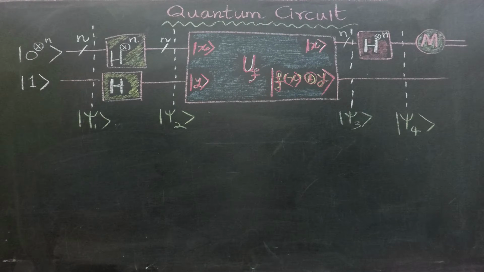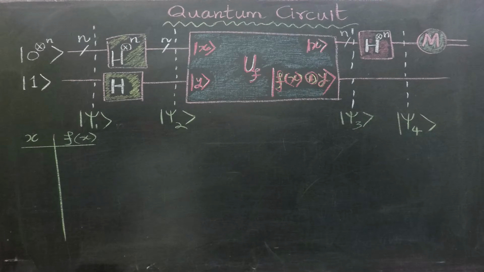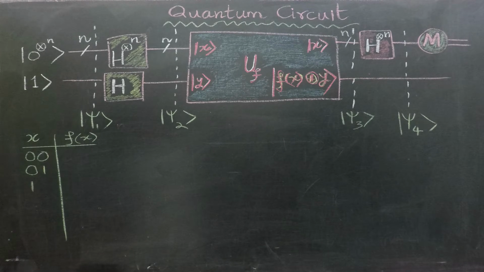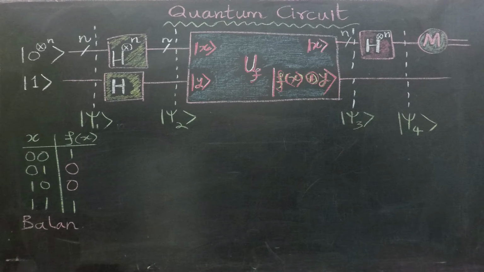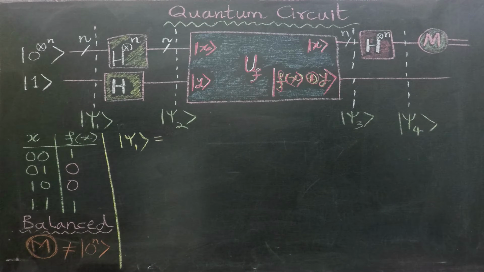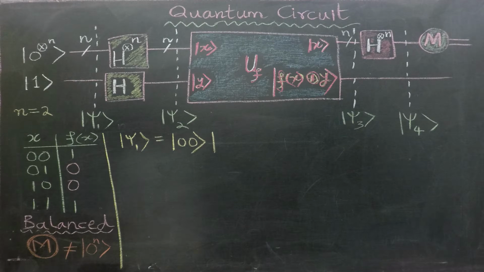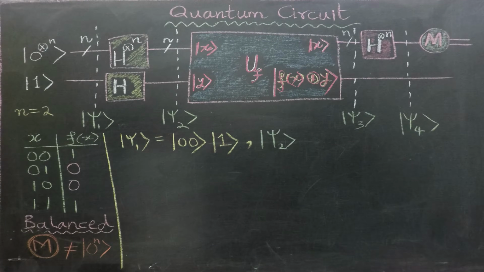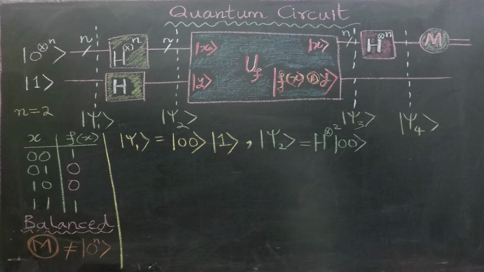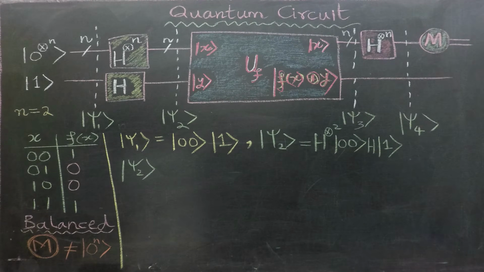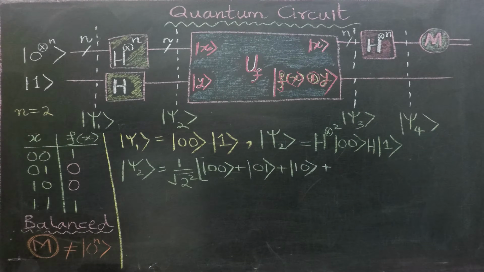Let's consider an example in which n equals 2. The function f is balanced in this example. The function returns 1 on input 0, 0 and 1, 1. Otherwise, it returns 0. Ket psi 1 will be equal to the tensor product of ket 0, 0 and ket 1. In ket psi 2, we apply the Hadamard gate to both registers. The first register transforms into 1 over 2 times ket 0, 0 plus ket 0, 1 plus ket 1, 0 plus ket 1, 1. The second register will have ket minus.